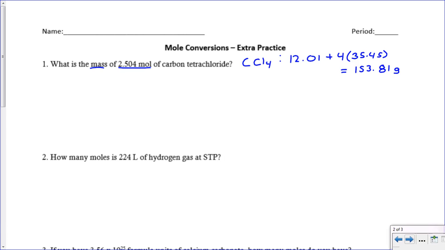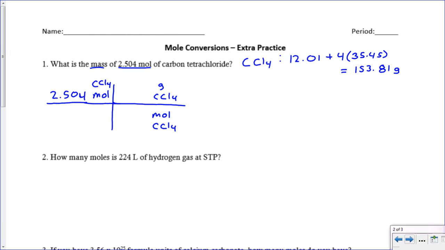So then we always start our conversion problem with the number that they give us. We've got 2.504 moles. That's our starting number, 2.504 moles, and usually we indicate the substance, so CCl4. Then we want to go from moles of CCl4 to grams of CCl4. So we put moles in the bottom so it will cancel out with the moles that's in the top. And then we use that molar mass that we found from the periodic table, the 153.81. That takes us through to find, hopefully, the answer here.